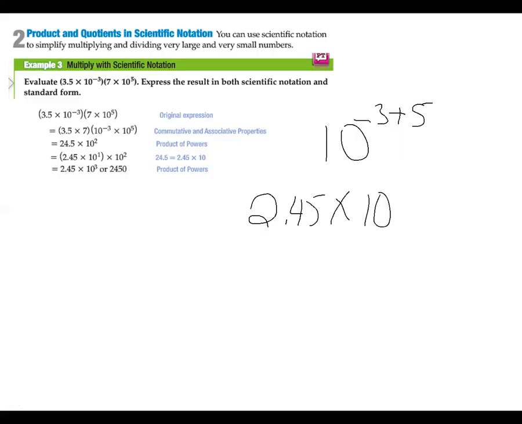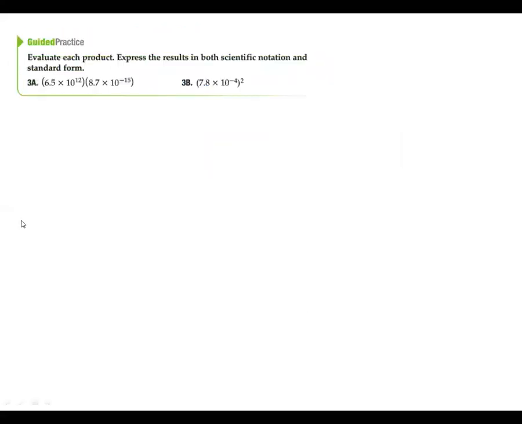and 2.45 times 10 cubed. If I want to put it in standard form, I have to move the decimal place 3 points to the right. Okay, so I have to supply a 0, and I get 2,450. Don't forget to put your comma in there. Okay, cool. All right, here's a couple for you to try. Go ahead and evaluate each product and express the result in both scientific notation and standard form.